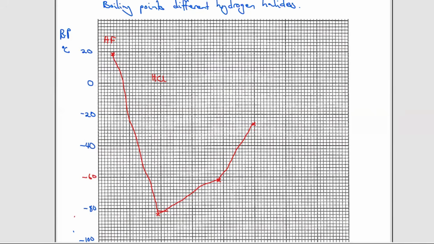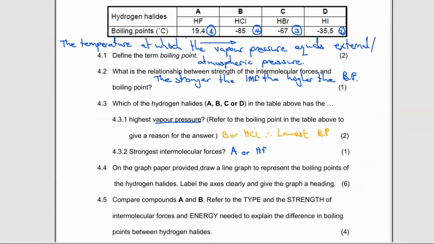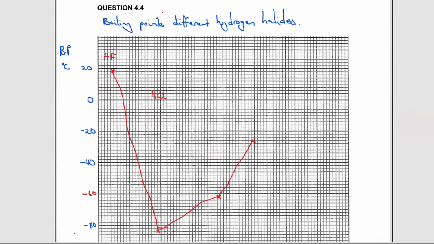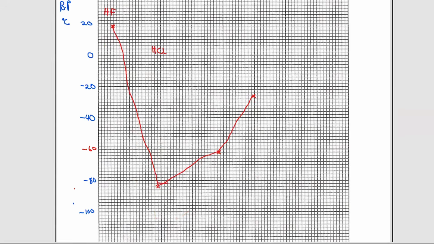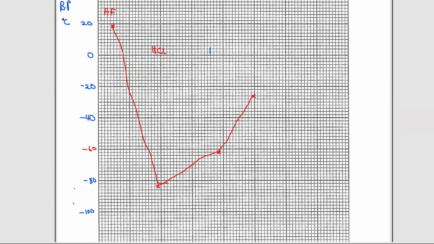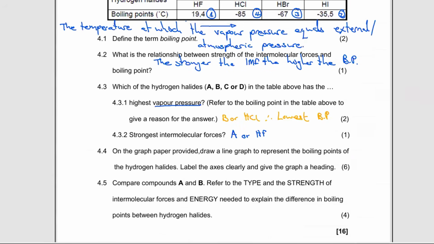Then after that, the other one was what? The other one was HBr and HI. So if I can write there, let me try blue, maybe it's visible. HBr, and then the final one there is going to be my HI, like that. Okay, so that's how we're supposed to plot our graph there. Then we proceed to question 4.5.